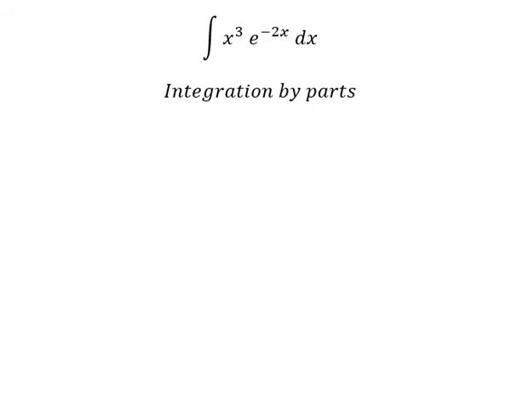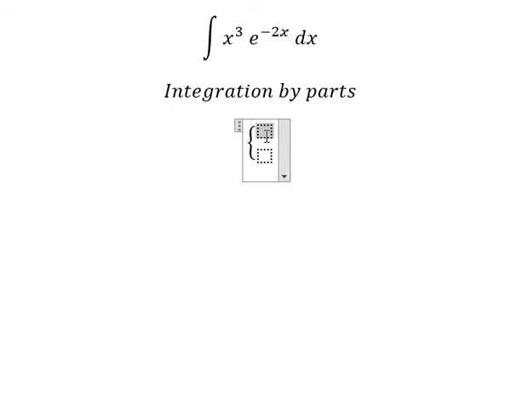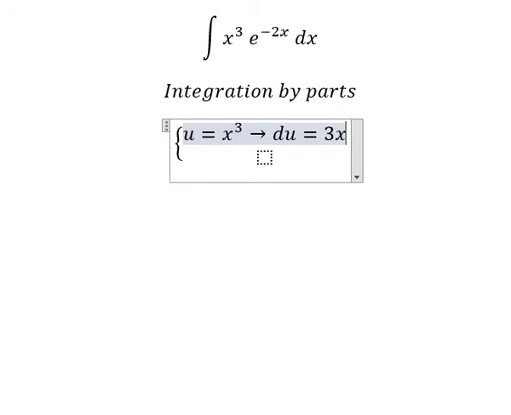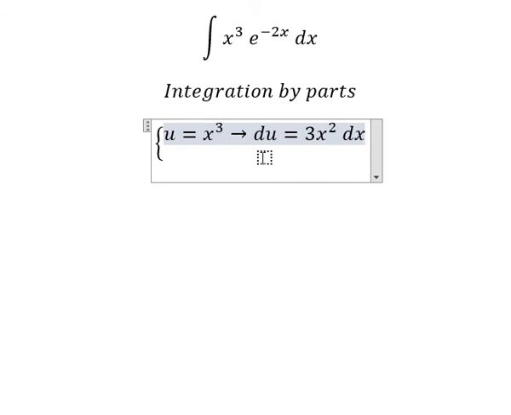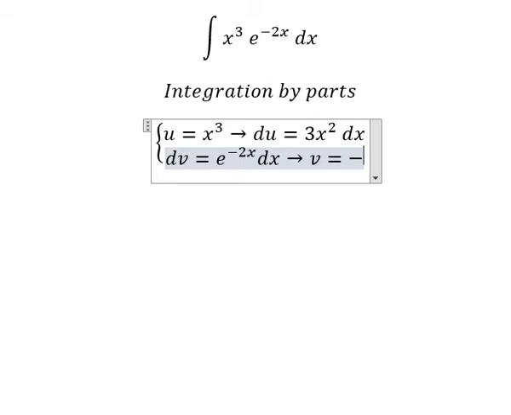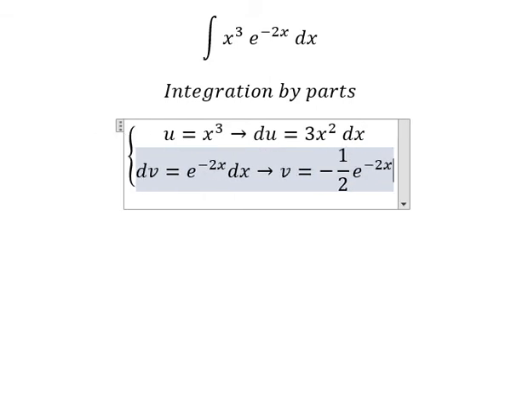So I will put u equals s to the power of 3. If I take the derivative of both sides, we have du equals 3s squared ds. dv we have e to the power of negative 2s ds. The integration of this one, we have v equal to negative 1 over 2 e to the power of negative 2s.